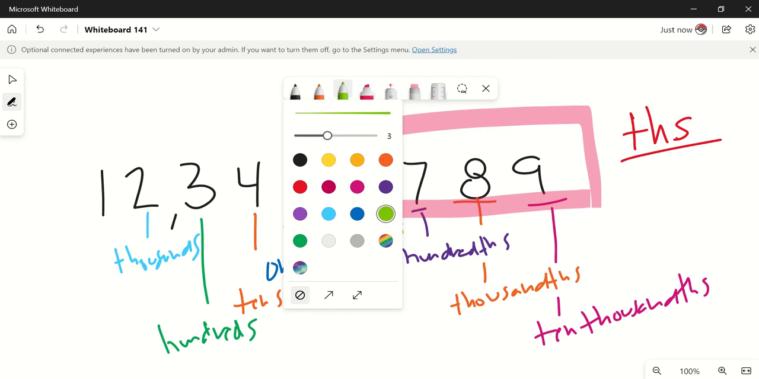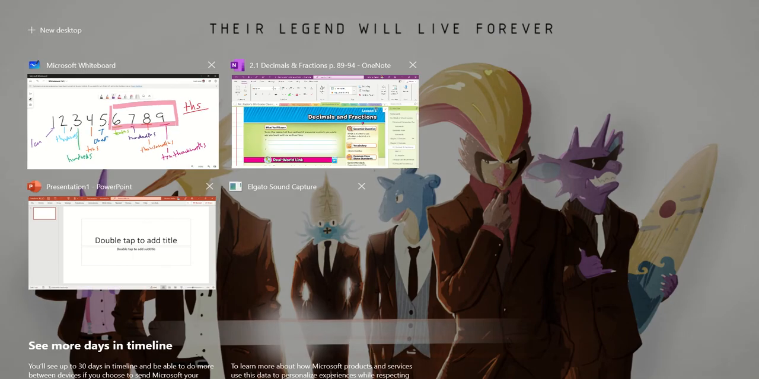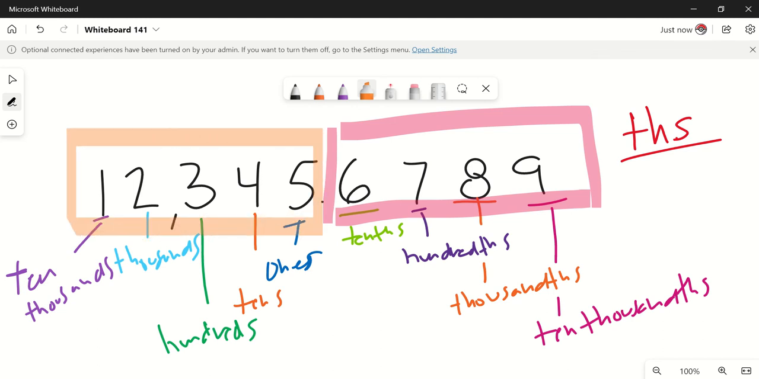Pick a color here. Let's do purple. 10,000s. And on this side of the decimal, the whole number side, everything is going to end in S. Ones, tens, hundreds, thousands, 10,000s, so on.